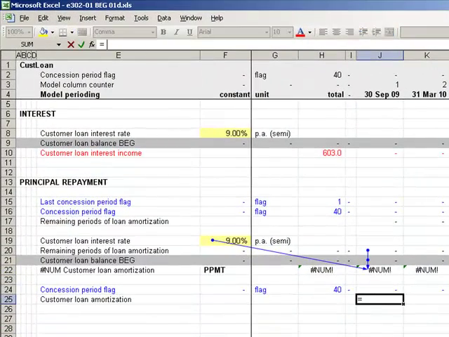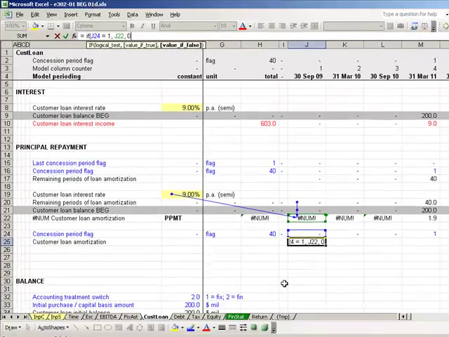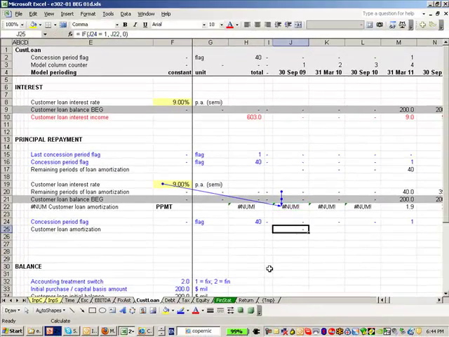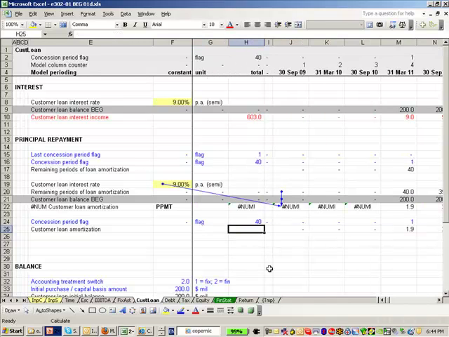So if the flag is equal to 1, we'd expect to take these numbers. So if we got hash nums within the concession period or any Excel error, we would like that to carry on. But outside the sales contract period, we would expect to essentially have no principal amortization.